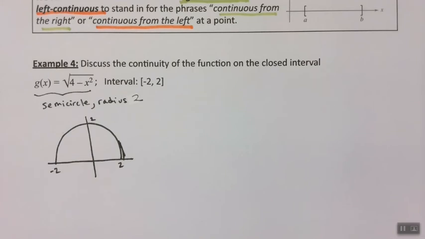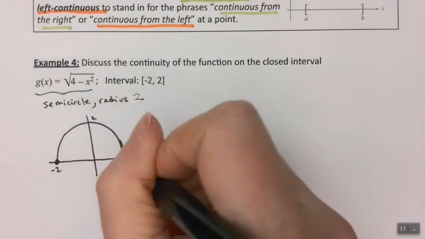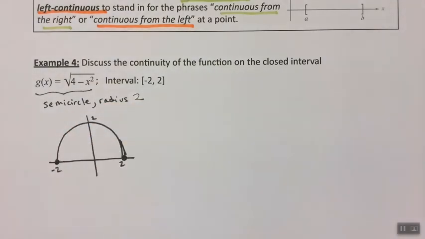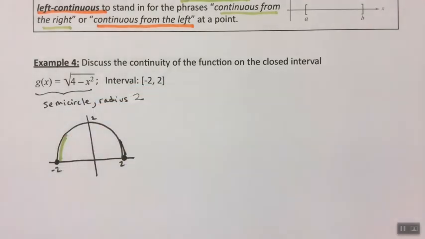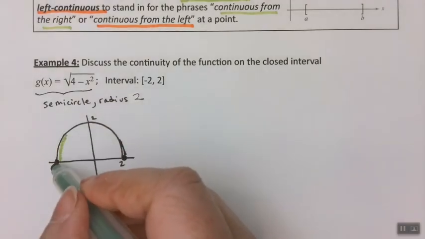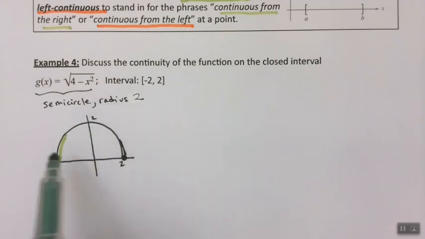Okay, so I want to discuss the continuity. Well, there's two aspects of it. I have continuity over on the left side, but I'm approaching it from the right. So over on this side, I am approaching that endpoint right there at -2 from the right. So the question is, is it right continuous?